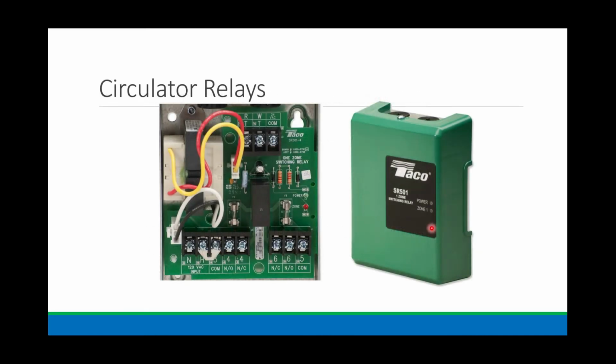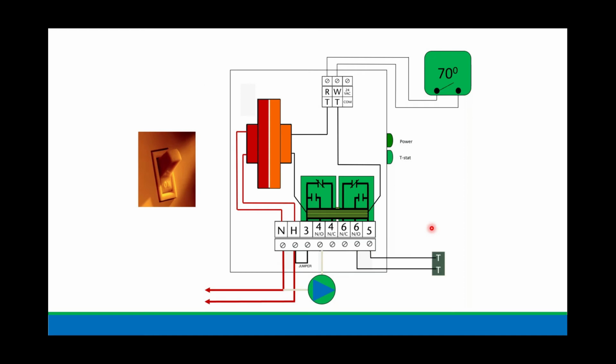Now, circulator relays. Circulator relays, or relays in general, are the bridge between line voltage and low voltage. Here we're showing you the Tekmore SR501, which is our equivalent to a Honeywell 832, 845, and an 89A. So what's happening inside this? Right over here is our transformer. These darkly drawn lines with the arrowheads coming in at N and H, that's our line voltage. So this is the primary side of the transformer. Over here is the secondary side, the 24 volt side.